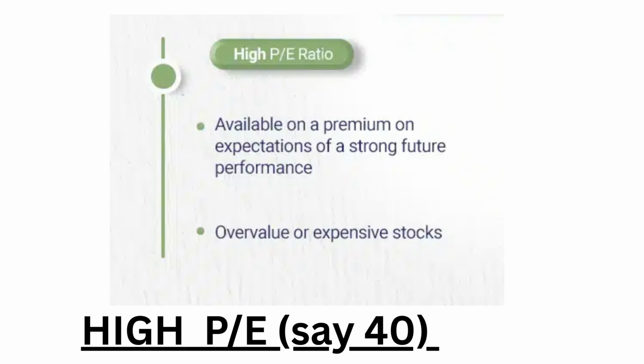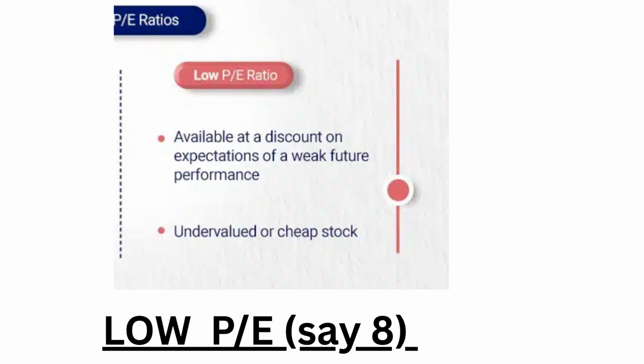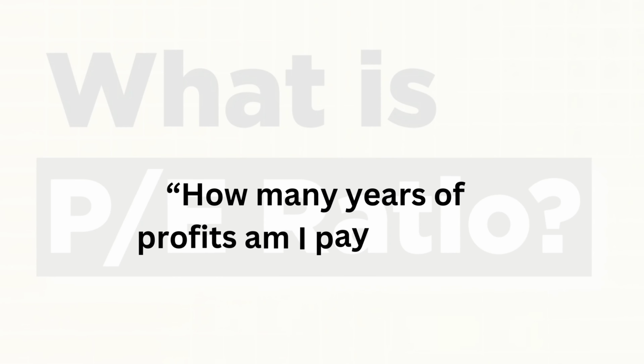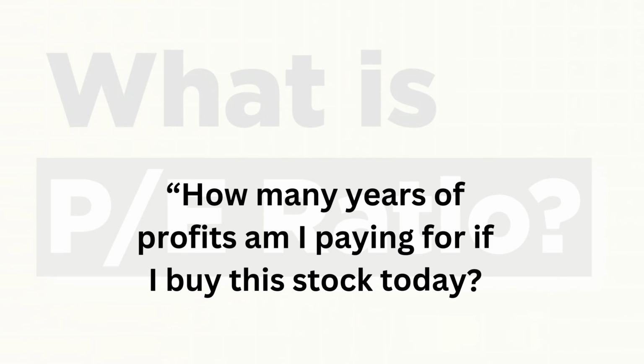High PE, say 40, equals people believe the company will grow a lot in the future, so they're willing to pay more today. Low PE, say 8, equals either the company is cheap, or undervalued, or people don't expect much growth. In short, PE equals how many years of profits am I paying for if I buy this stock today?